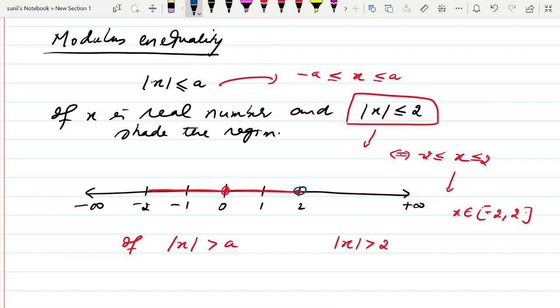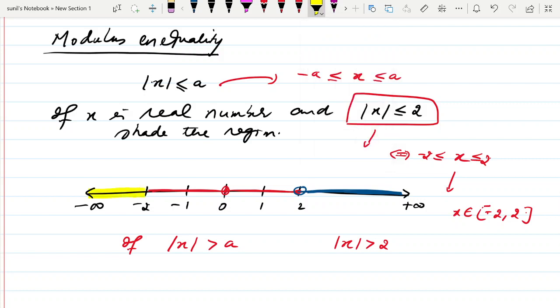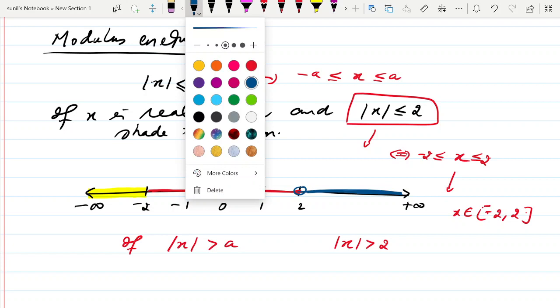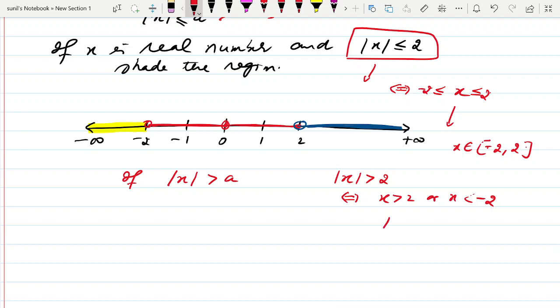So this 2 should not be there. This part will be there, and this part excluding 2. I'm marking excluding 2. I'm excluding 2 here. So what is that reason? So can I conclude that either x is more than 2 or x is less than minus 2? Now what is that? I can also say that my x belongs to open interval minus infinity, minus 2 union 2 to infinity.